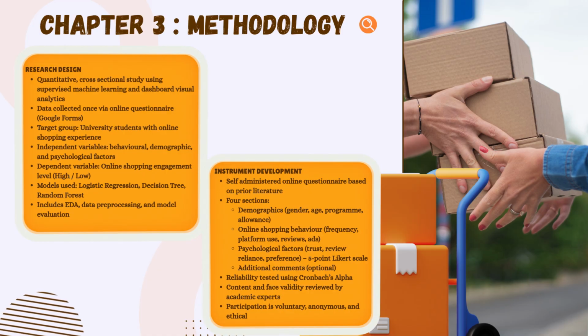Next, for the instrument development, a self-administered online questionnaire was used, designed based on previous studies. The questionnaire has four main sections. First, demographics such as gender, age, program of study, and allowance. Second, online shopping behavior, which is shopping frequency, platform usage, reading reviews, and interacting with ads. Third, psychological factors such as trust in platforms, reliance on reviews, and preferences for online shopping, measured using a 5-point Likert scale. Fourth, additional comments, which is an optional space for personal suggestions.